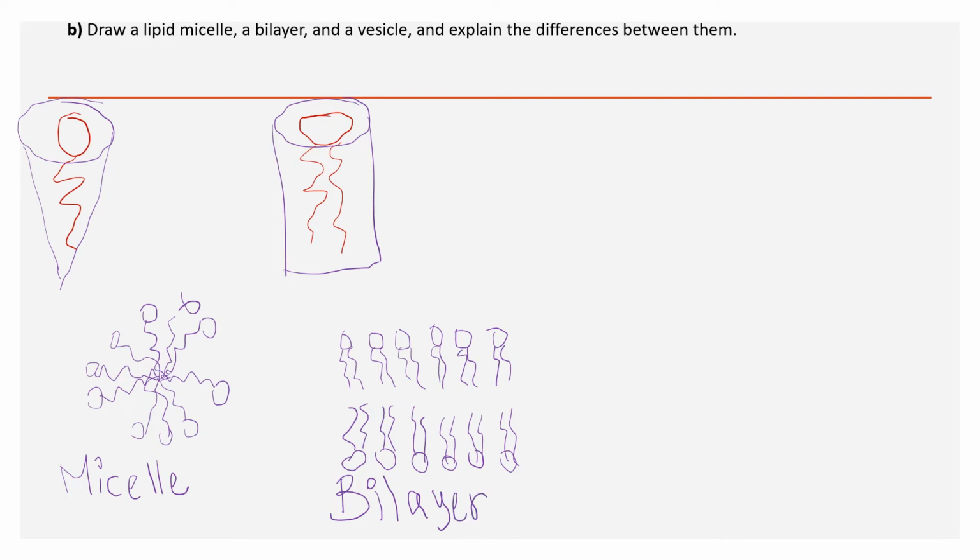Lastly, we're going to draw a vesicle. And when a 2-dimensional bilayer folds on itself, it forms a closed bilayer. And this is a 3-dimensional hollow vesicle, a liposome. And it encloses an aqueous cavity. So what that looks like is a circle of polar head groups.